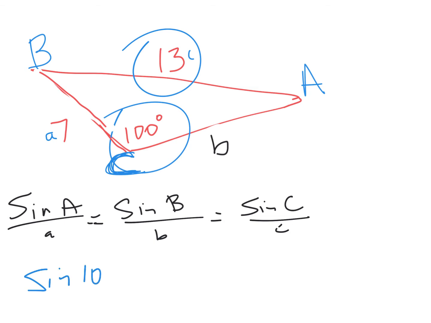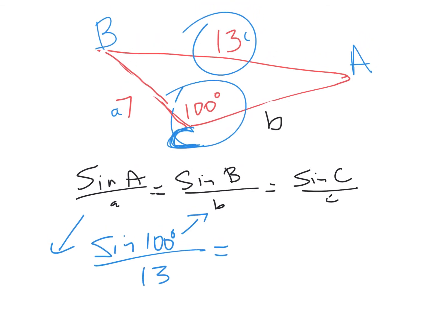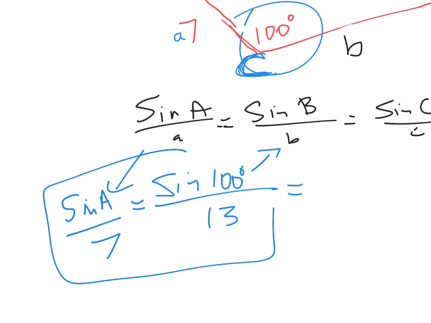Sine of 100 over what? 13 equals, and what did you do? Did you use the B or the C? Oh, you used the A. Okay. All right. Then yes. I kind of put it under the wrong thing, but I'll go over here and put in sine A. What is A? We don't know. So I say sine of A over 7. And look, I have 3 out of the 4 parts.